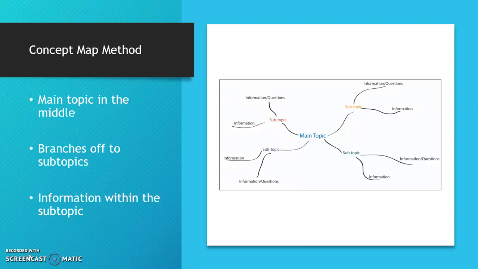And finally, we have the concept map method. So the example that I used in this one, it's a really simplified version of it. Basically, you would want to start out with your main ideas in circles, and then from there it would branch off. You would draw lines to the subtopic, and then from there more branches to add supporting information for your subtopic.